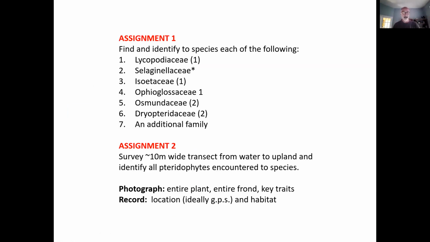I was asked to give you an assignment, which I think I might be doing in jest, but this is my next to last slide. Okay, here's an assignment if you want one. I challenge you to try to find one member of each of these groups I've talked about: Lycopodiaceae, the Selaginellaceae, if you can find it, good luck, they're just not that common, Isoëtaceae, Ophioglossaceae. And then I decided to up the game a little bit and have you identify two of the osmundas, the regal fern and the cinnamon fern. Should be easy for you.